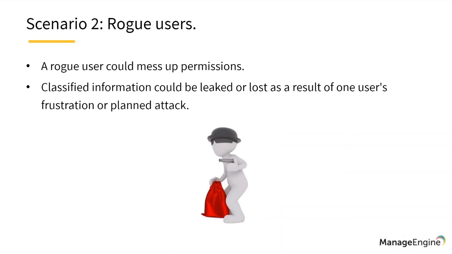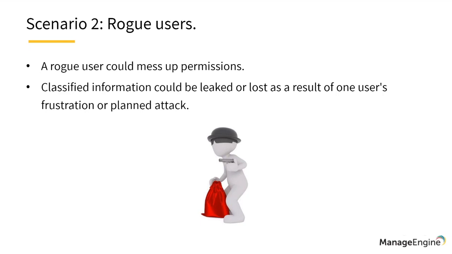The next scenario that we are going to look at has to do with rogue users. So say there's some person in your organization who's a little disgruntled, and they're quitting, or maybe they're just going to leak information to outsiders. This kind of rogue user can mess up permissions for you in your organization, and you do not want classified information to be leaked just because one user was a little frustrated with your organization, and you do not want your classified information to get into the hands of your competitors. It's going to create a lot of problems.